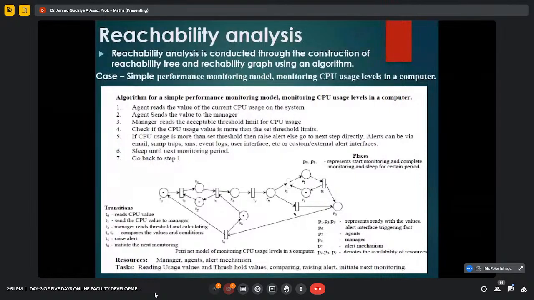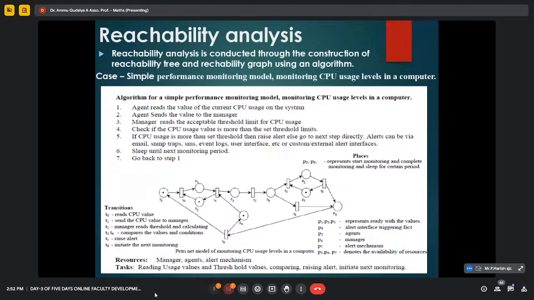I have taken a small case here to show you what this reachability analysis is, what this Petri net is. This reachability analysis is conducted through construction of a reachability tree and reachability graph using an algorithm. That is, after constructing the Petri net, we will construct the reachability tree and reachability graph to analyze the given system. My case study is a simple performance monitoring model. That is, here I am monitoring a CPU. There is usage of CPU levels in a computer. That is the case I've taken.